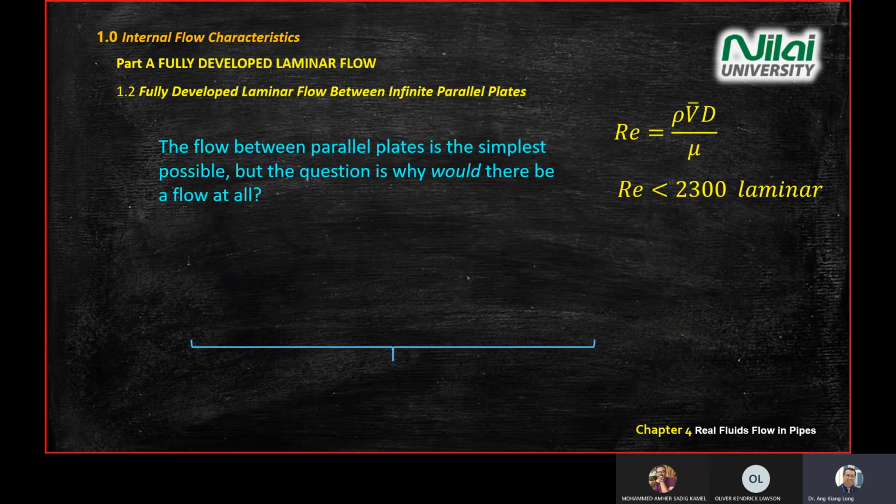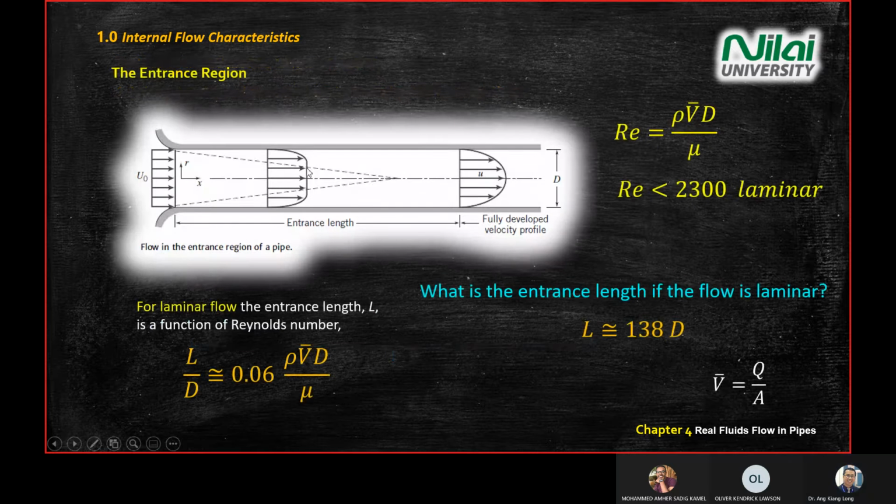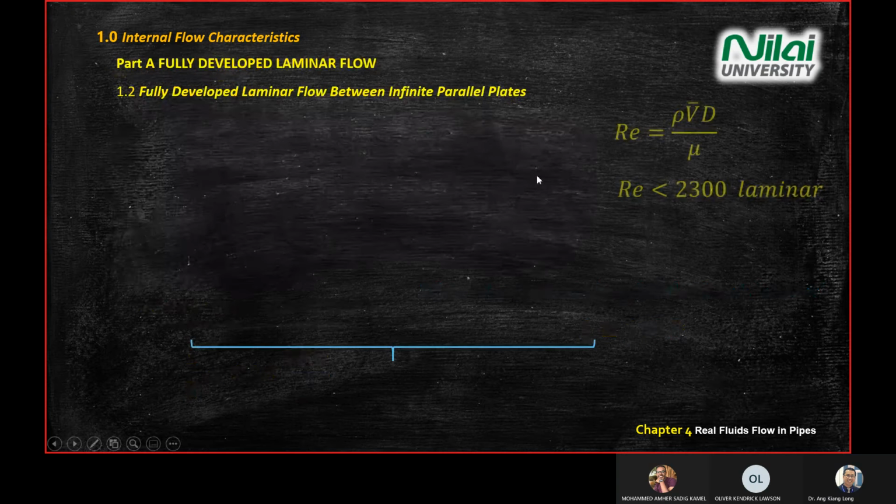So we are having this question. The flow between parallel plates can be the simplest form, a simple experiment setup. The next question is, what makes the fluid flow? Meaning if you have two plates, what makes the flow able to flow?